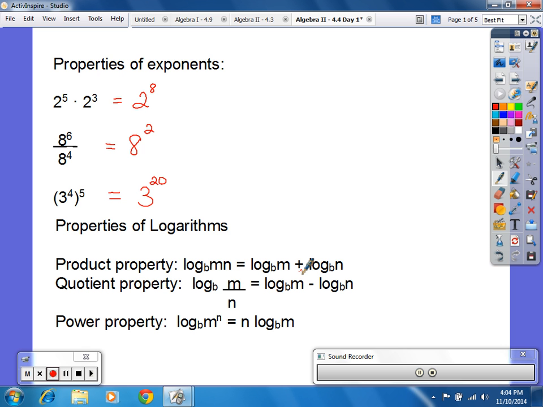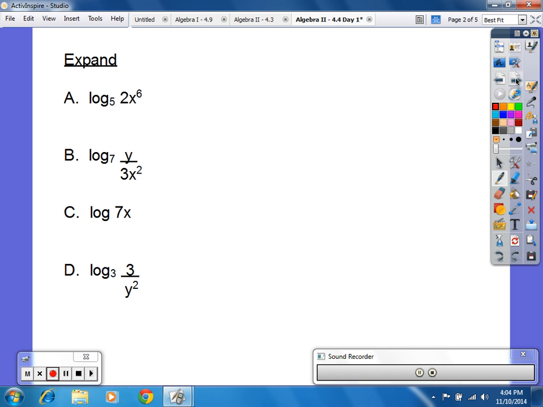Quotient property, if you are going to expand and there is a division problem, division means to subtract. When we divide, we subtract the exponents. And if there is a power property, when we raise to a power, we multiply. So this exponent will come out front and be multiplied times the logarithm. Let's put that into practice and see what that looks like.